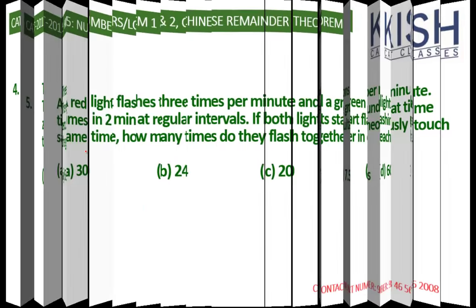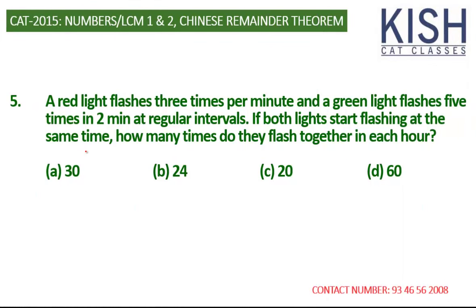So let's move to question number 5. A red light flashes 3 times per minute. A green light flashes 5 times in 2 minutes at regular intervals. If both lights start flashing at the same time, how many times do they flash together in 1 hour? It's in 1 hour, so we need to find the number of times. It's not the first time, we just need to find the number of times.